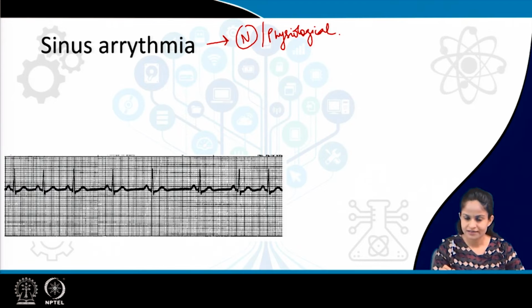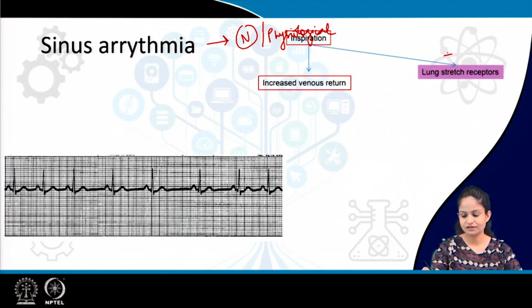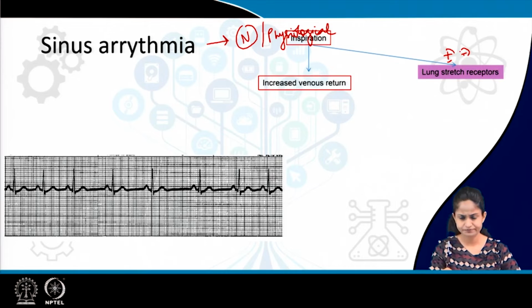This is not abnormal, this is absolutely normal and physiological. Why? Because in the last class we discussed that while we inspire, there is an increase in the venous return as well as stimulation of the lung stretch receptors.